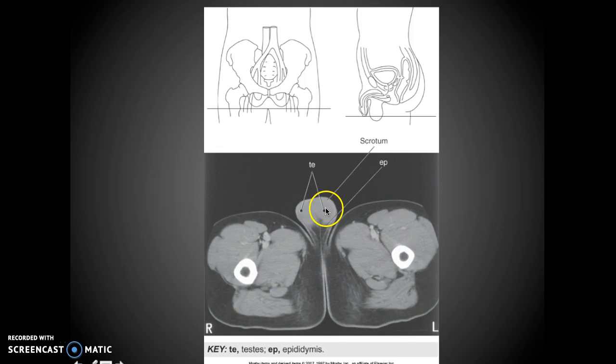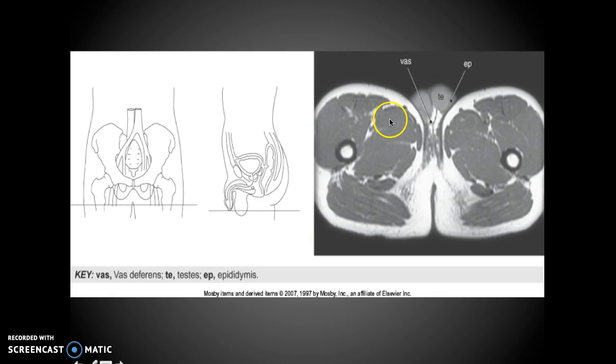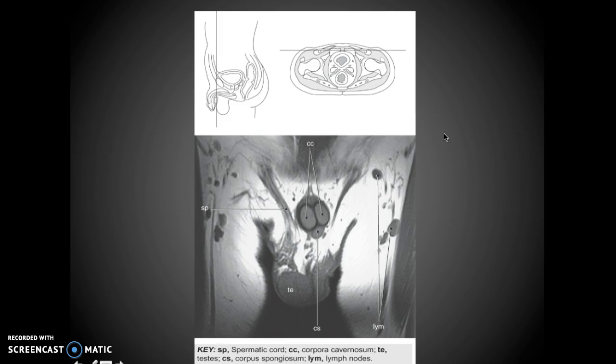This is CT, big difference. So your scrotum is around the outside, your testes on the inside, and your epididymis, hard to see. So here we have the testes and your epididymis, vas deferens. We're not scanning for testes here, clearly.